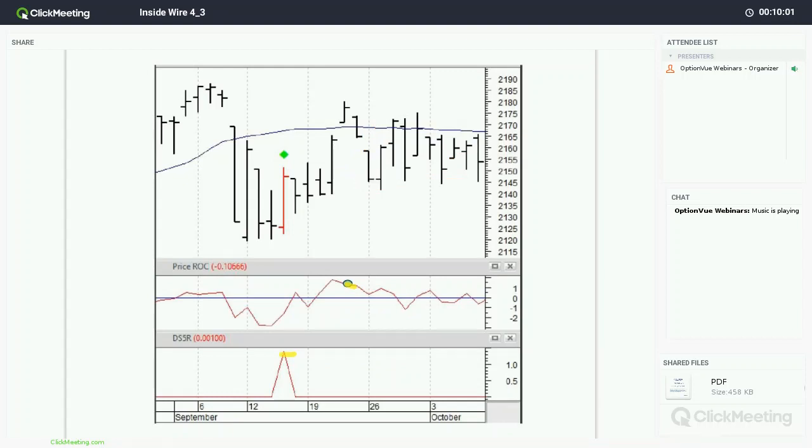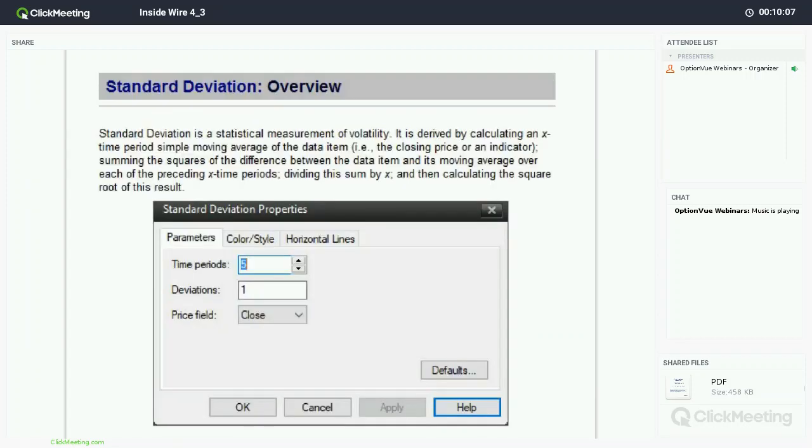All right, so now let's go look at standard deviation. So we have rate of change. Let's look at the standard deviation. This measures volatility. Standard deviation is the statistical measurement of volatility. It is derived by calculating an X time period simple moving average of the data item, and we're using closing price. Then it goes through the concept behind standard deviation, summing the squares of the difference between the data item and its moving average over each of the preceding periods. I mean, your eyes glaze over, all right, to come up with this.